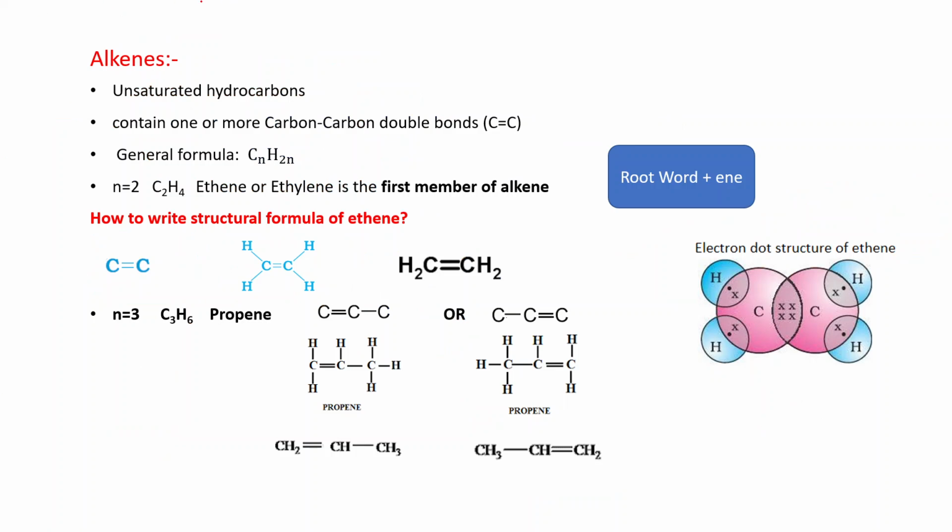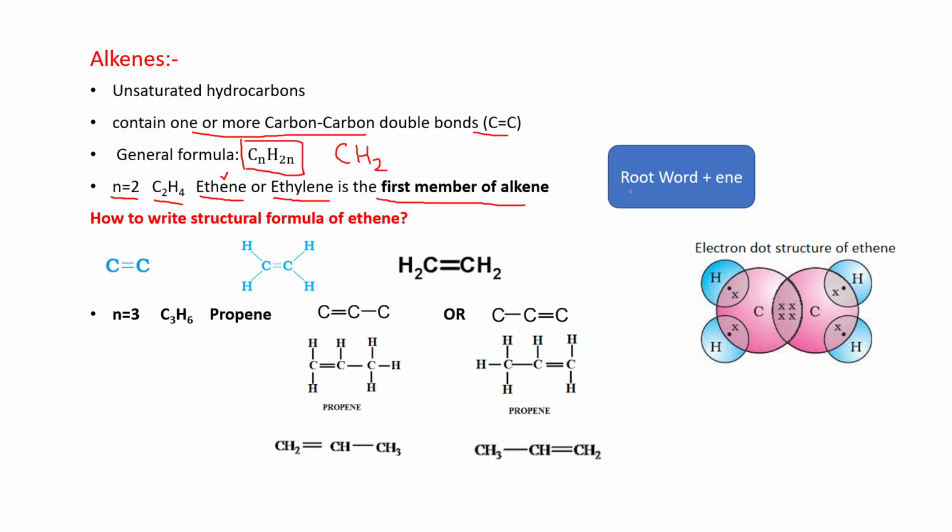Now next, alkenes. These are unsaturated hydrocarbons that contain one or more carbon-carbon double bonds. The general formula is CnH2n. If we put n equal to 1, then we will get the formula CH2. This is unstable and does not exist. That's why the first member of alkene will be, when n is equal to 2, the formula C2H4. In IUPAC this is called ethene, but the common name is ethylene, and this is the first member of alkene.